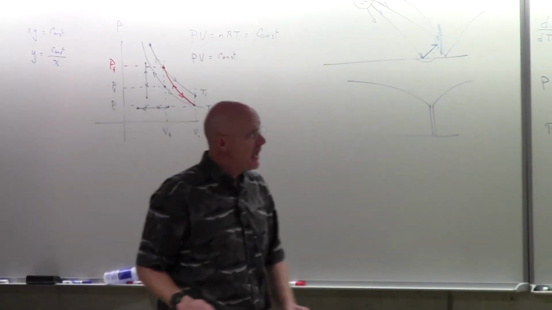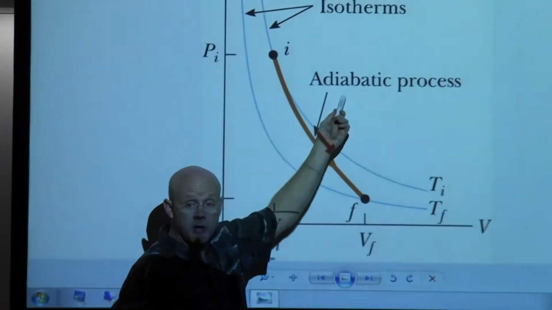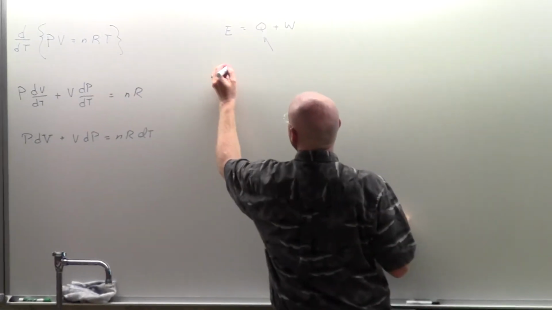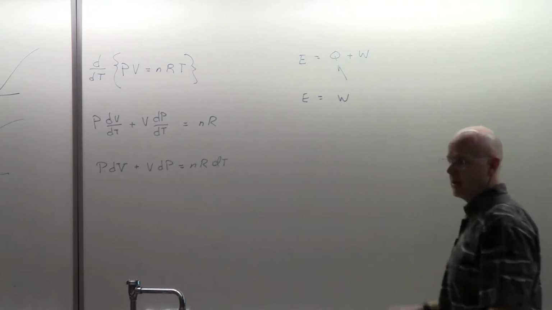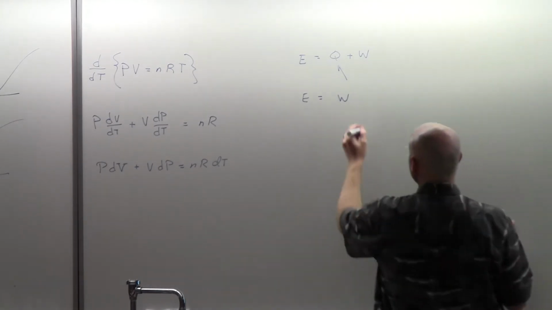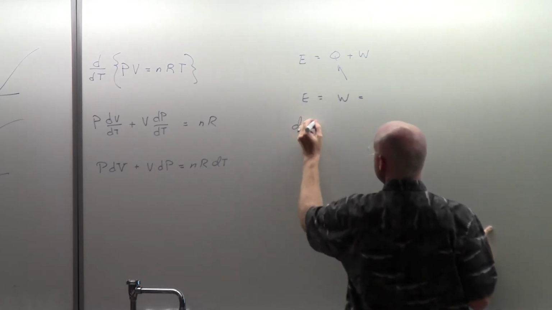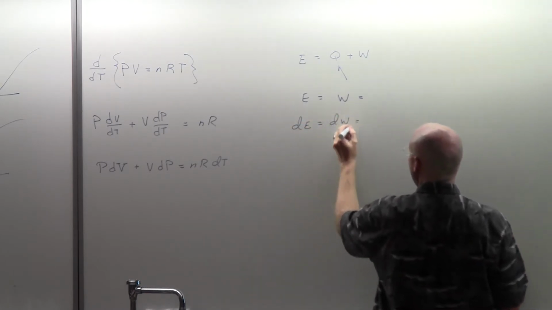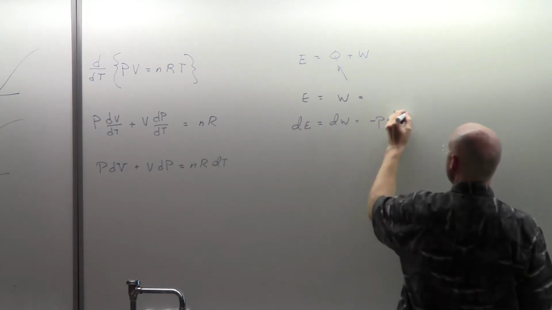If we look at the adiabatic process, what was important here? What does this big word mean? Yeah, Q equals 0. So dE equals just W. And W, we said, at least on a small scale, so I'll say dE equals dW. On a small scale, isn't that P dV?